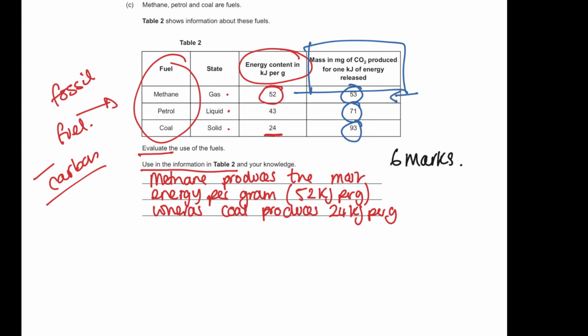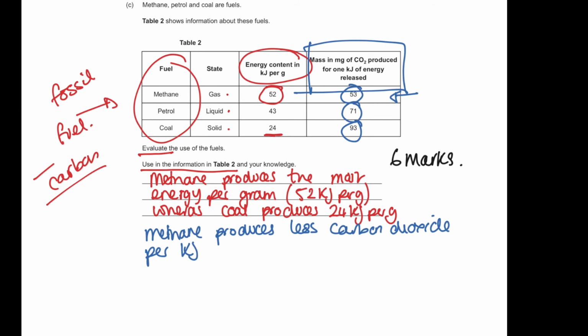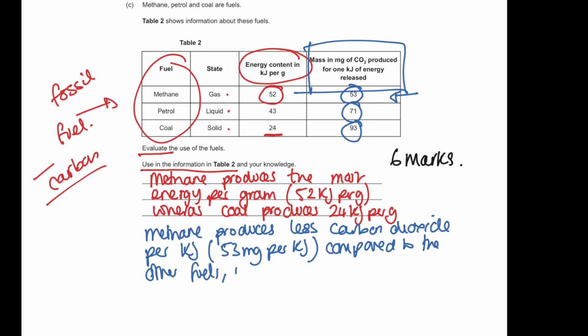That's the best thing. So which one's the best? Again, methane. Methane produces less carbon dioxide per kilojoule, and it produces 53 milligrams per kilojoule compared to the other fuels, with coal producing the most. And it's producing 93 milligrams per kilojoule. Okay, so we just need an overall statement now.